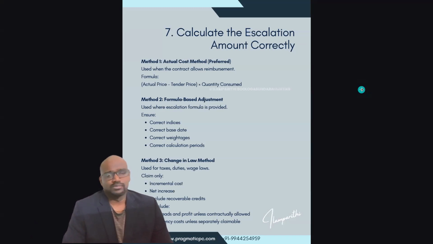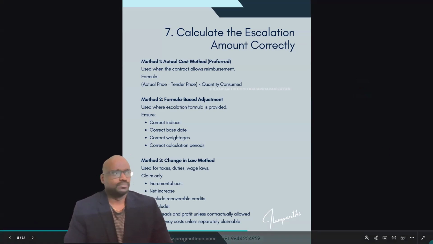Calculate the escalation amount correctly. Most of the contracts which have the price escalation clause also have a formula. This will be a very common, simple formula: what is the actual price, what is the tender price, and what is the quantity consumed? That is going to be the new cost.